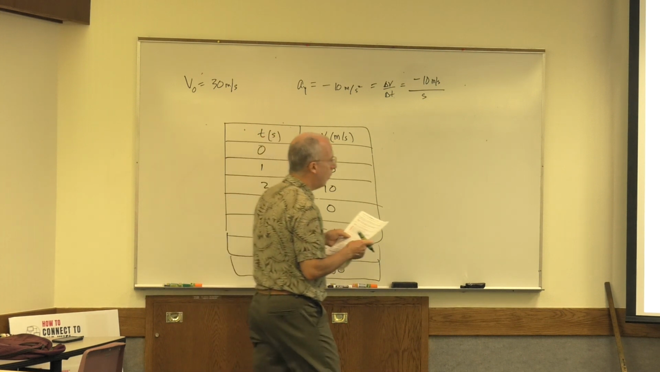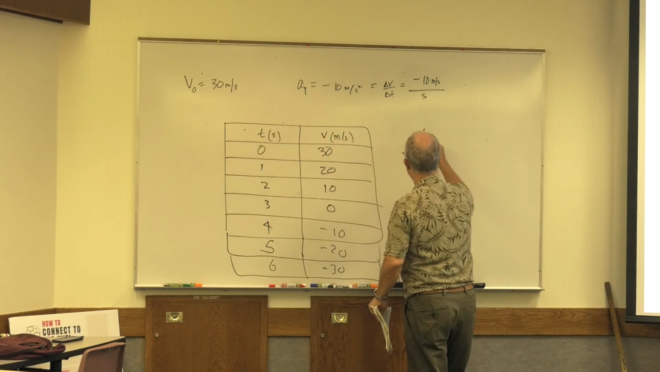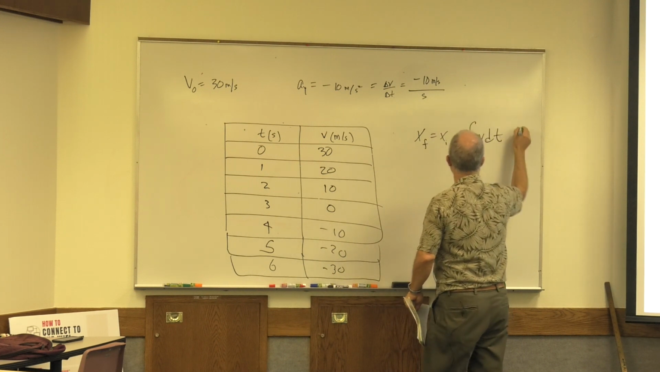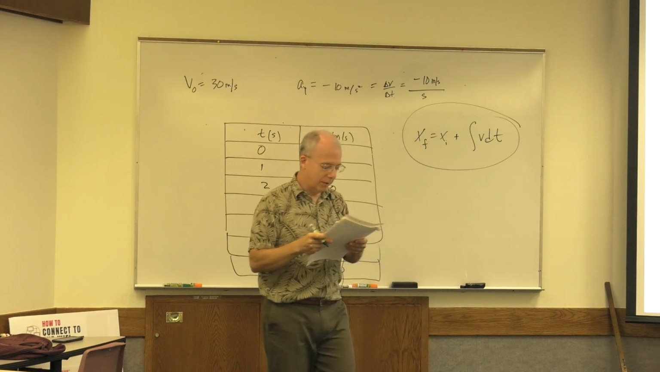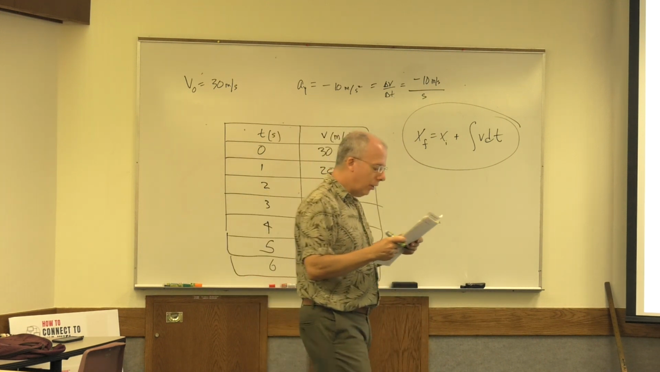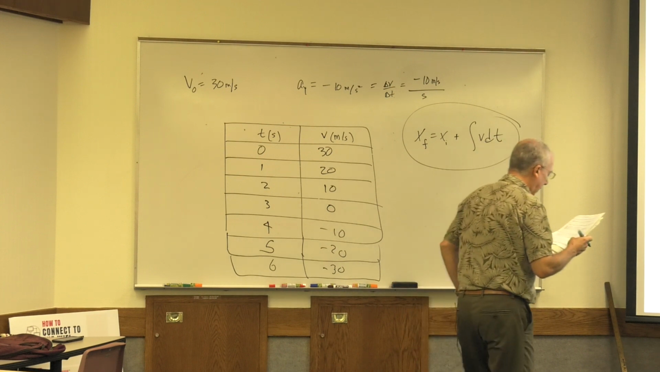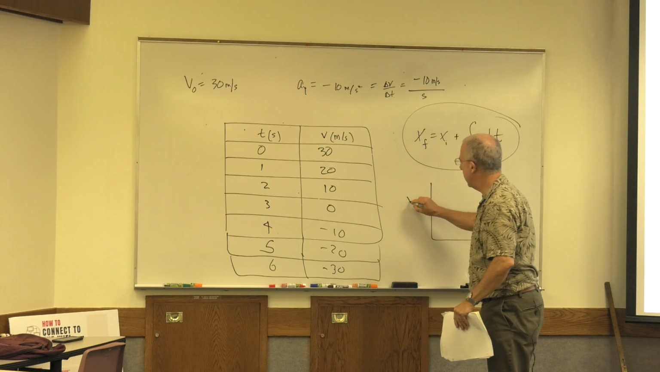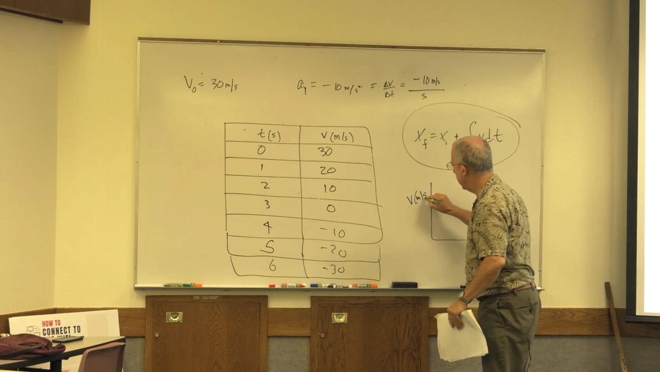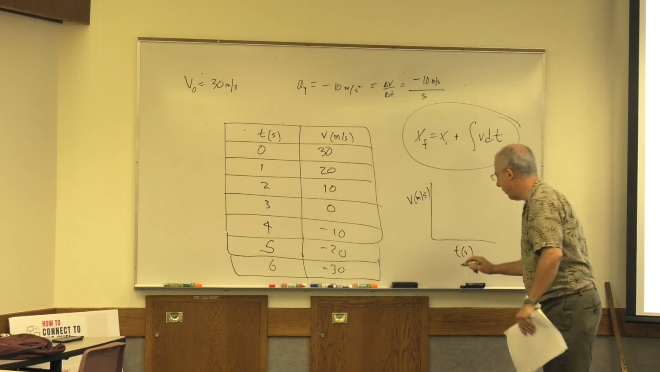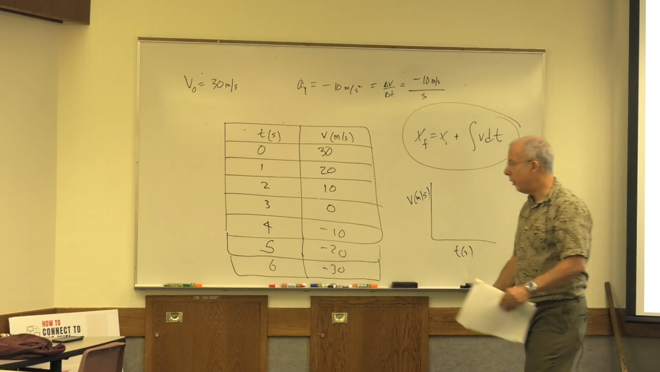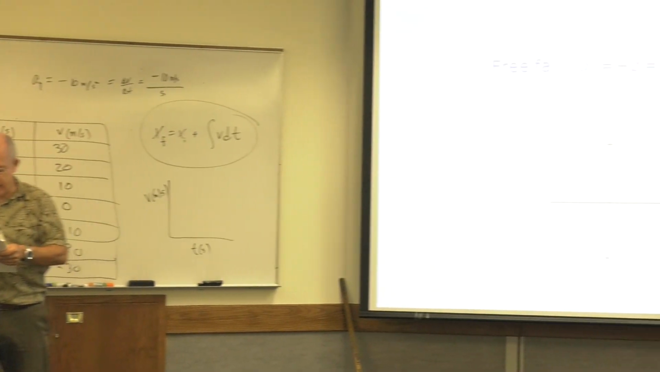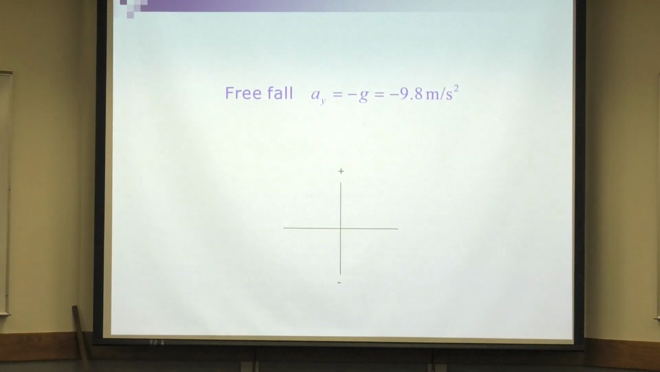All right. Now, don't forget, we had x final equals x initial plus the integral of v dt, right? We just did that a couple of minutes ago. Okay, so what I want you to do, please, is use this data and make a velocity versus time graph. All right, and it's helpful if you have graph paper. So do that, please. Pause your video and do it.